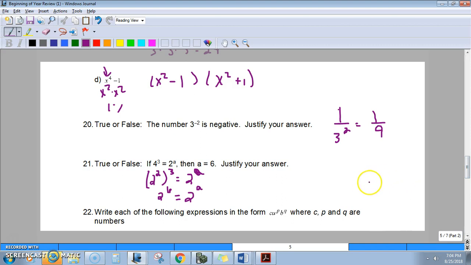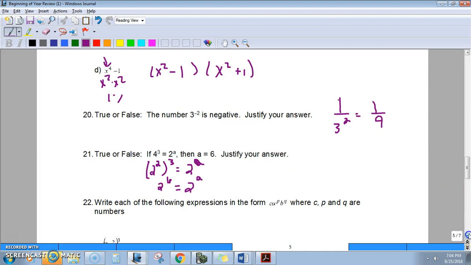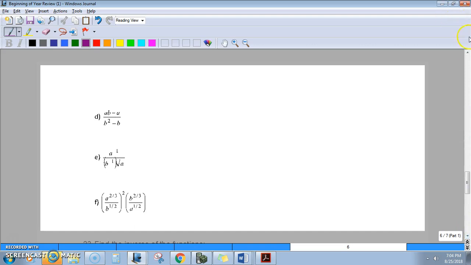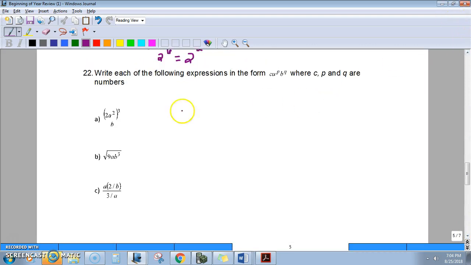22. Write each of the following expressions in the form C, A to the P, B to the Q. So it wants C, P, and Q to all be numbers, and it wants us to write some variables with exponents. So what does that look like? And this must be all over B, right?